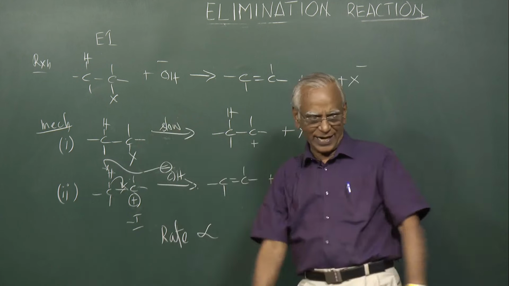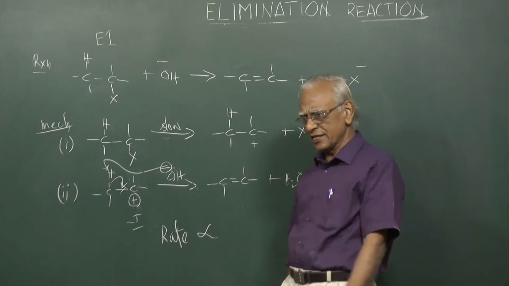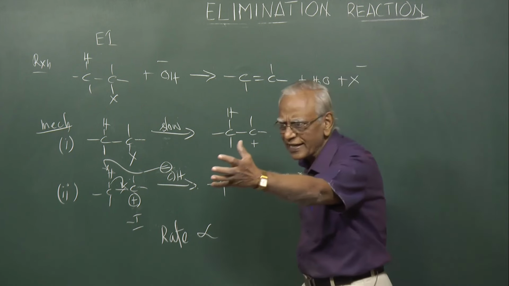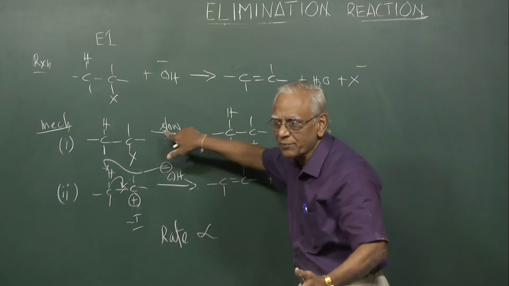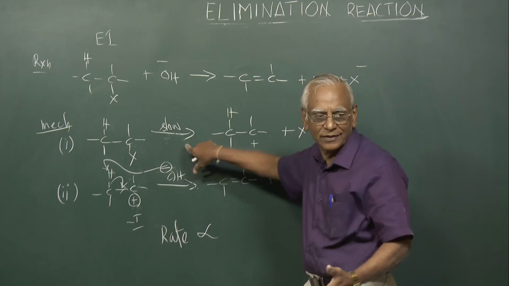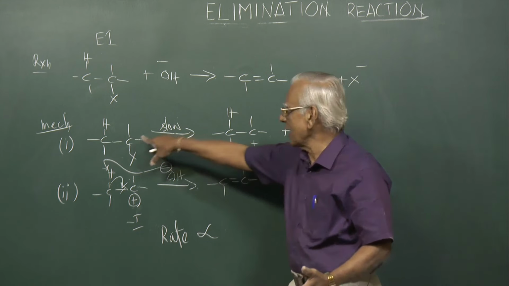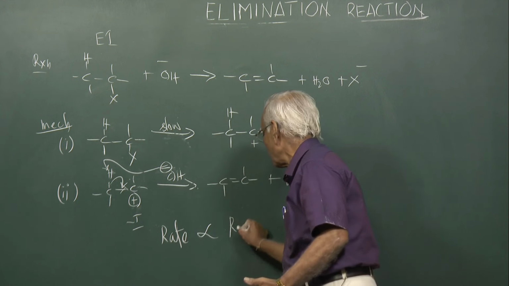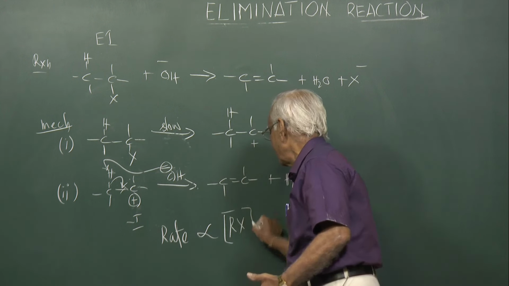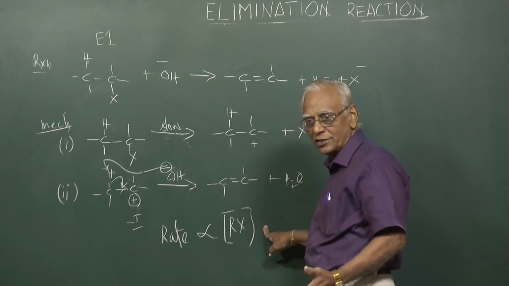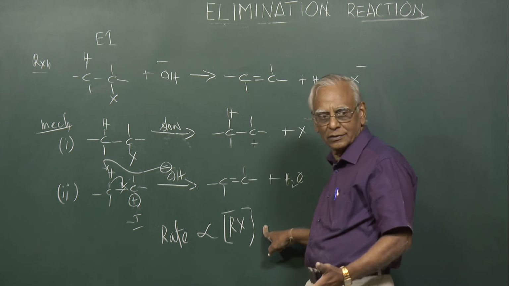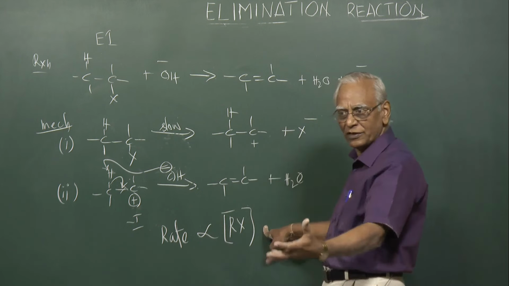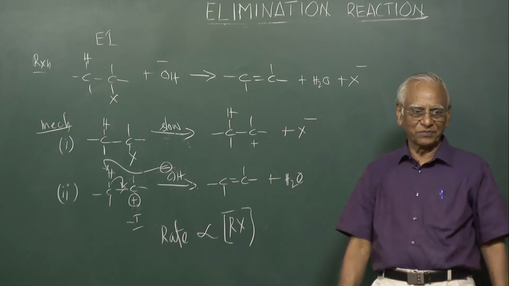Now, let us write the rate equation. What does the rate equation tell you? How do you write the rate equation? By looking at the rate determining step, RDS. The rate of the reaction depends on how many species? Only one. Rate of the reaction depends only on alkyl halide. Should you write the OH minus ion also? No. So, what is the conclusion now? The rate of this particular reaction is independent of the hydroxyl ion concentration.